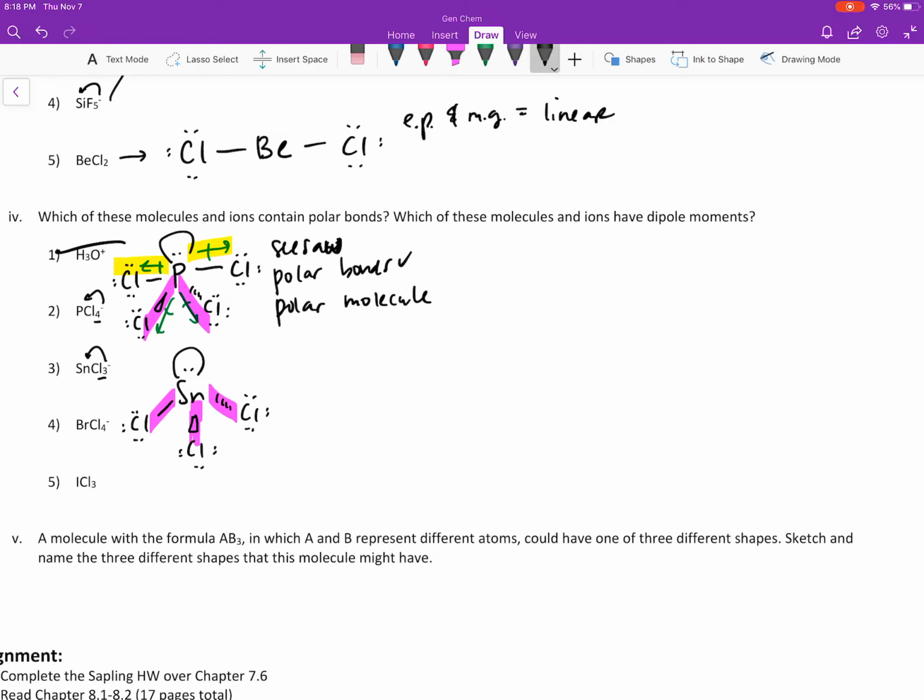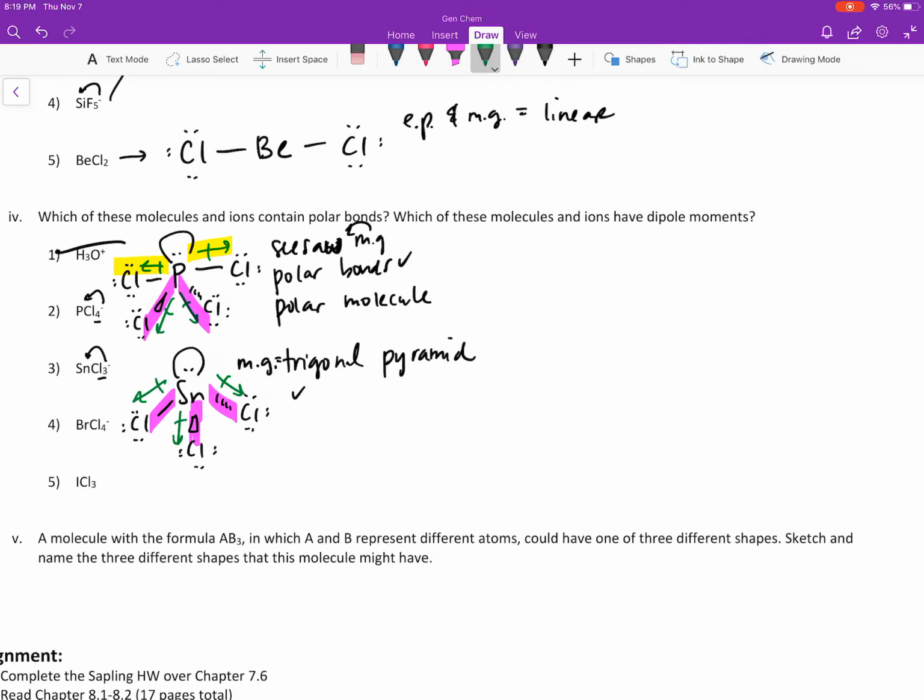Let's go back. The electron pair geometry is tetrahedral because there's 3 bonds and a lone pair, but the molecular geometry is going to be trigonal pyramid. Okay, so this is the molecular. Right, polar bonds. Yes, the bonds are polar, and they are pointing towards the chlorines.